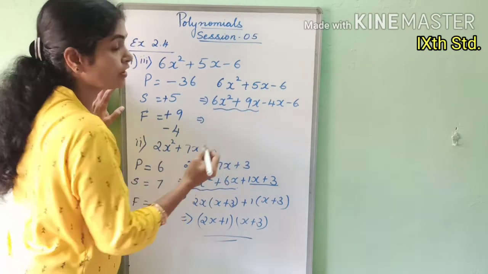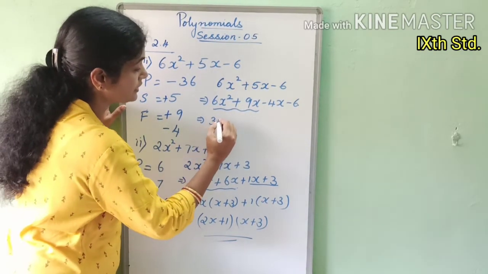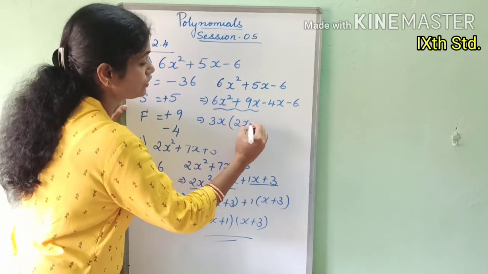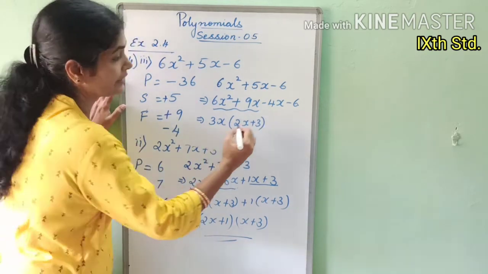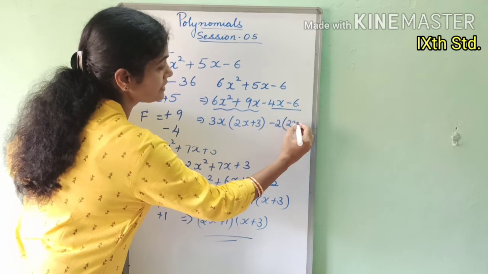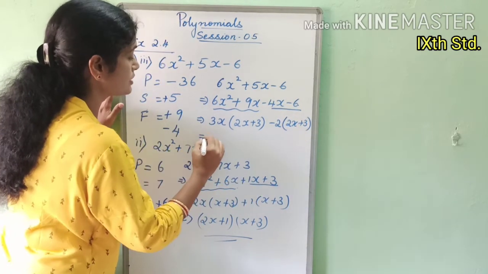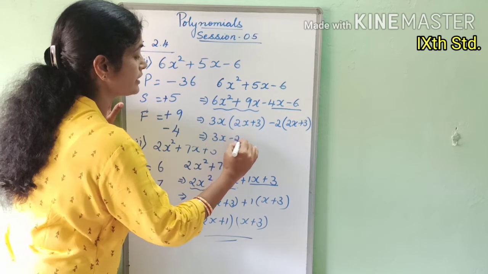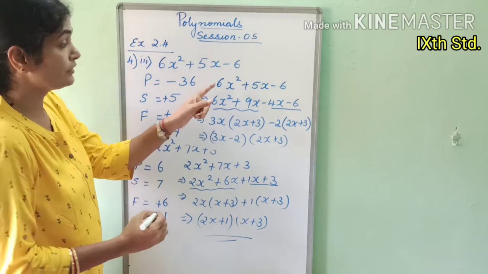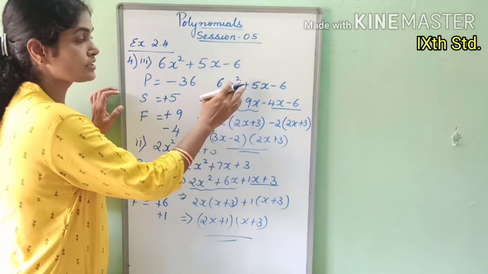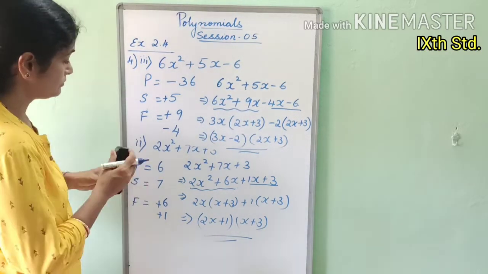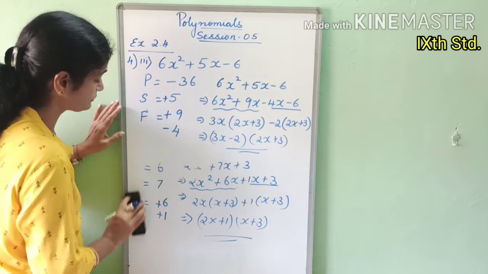In these two terms you take out the common term. 3x is common, so 3 twos are 6, 2x plus 3. And in the next two terms minus 2 is common, so 2x plus 3. So this implies 3x minus 2 into 2x plus 3 are the factors of 6x square plus 5x minus 6. Fine. Now let's see the next one, the fourth one.